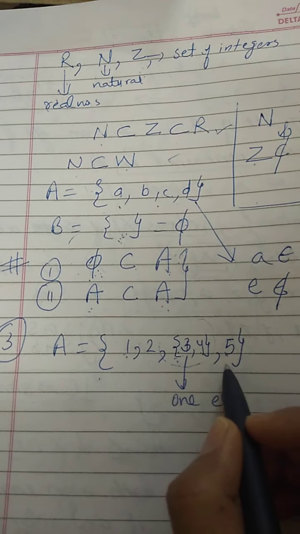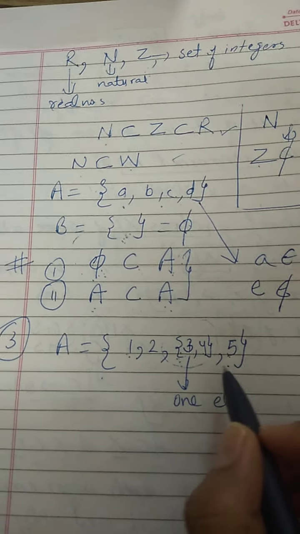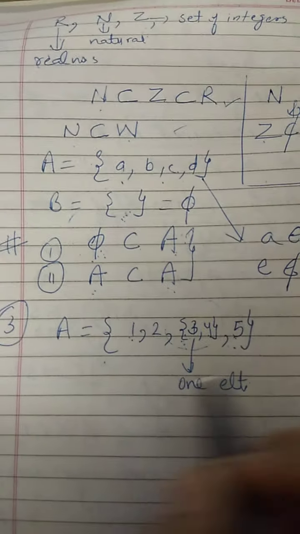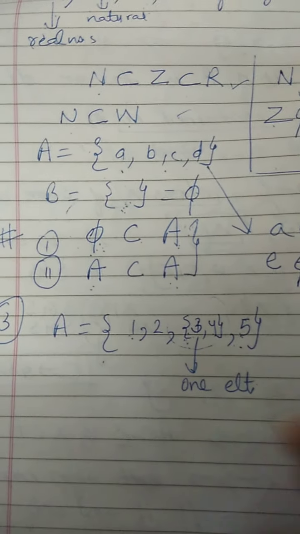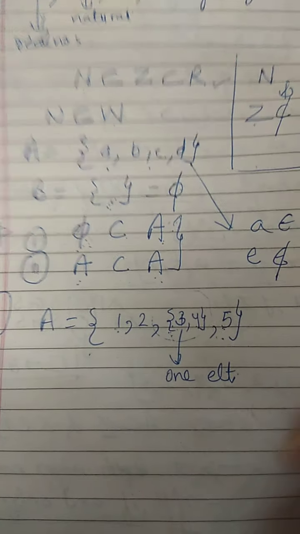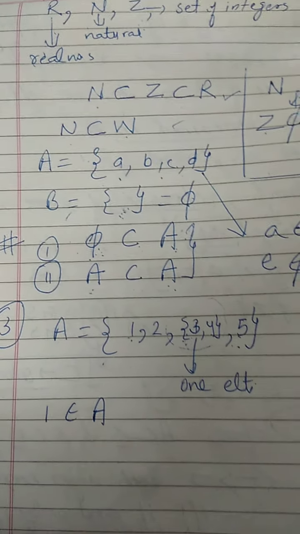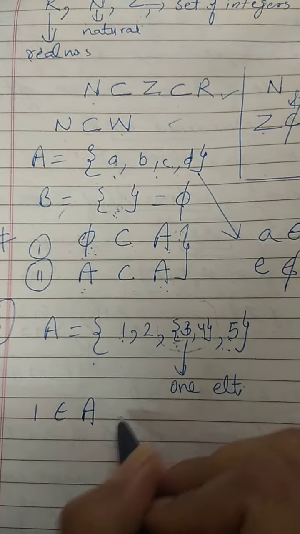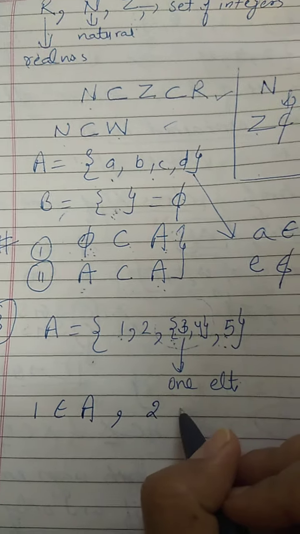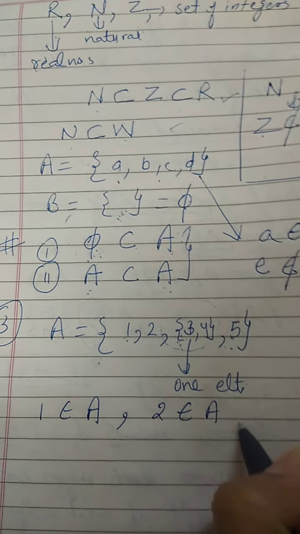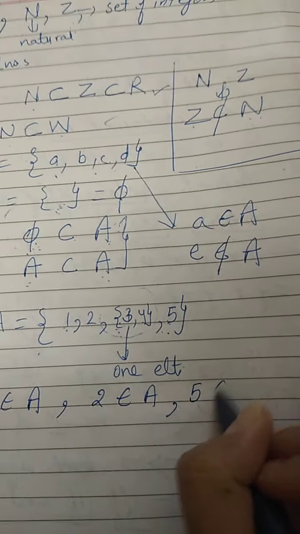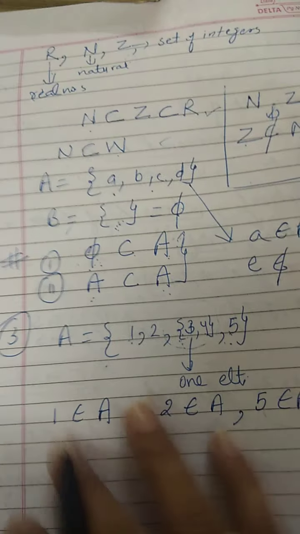So this will be considered as 1 element, and the next element of the set is 5. So in total how many elements are there in set A? There are 4 elements in set A, and if I make the relationship between the elements and the set, then 1 belongs to A, right? Because 1 is an element. Then the next, 2, also belongs to A. Element 5 also belongs to A, right?